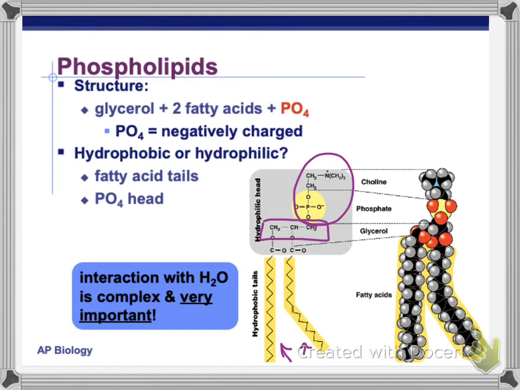So oftentimes, when you see a cartoon version of a phospholipid, you'll see a head and two tails. Those tails are the fatty acids, and the head is referring to this negative phosphate group right here that's attached to that glycerol. Now, those negative charges on the phosphate group make this portion of the molecule attracted to water, while the hydrocarbon tails are hydrophobic.